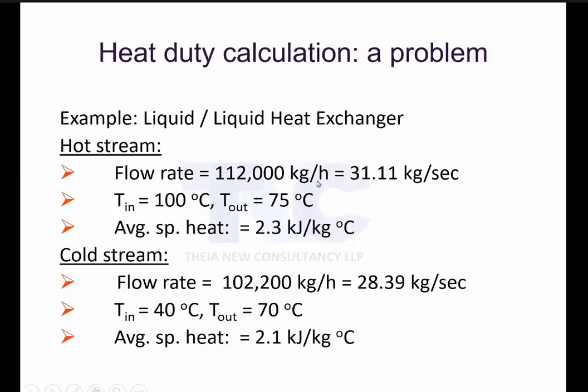Don't take it in kg per hour. It will not match. You need to take kg per second, unit conversion. MCp delta T. Very simple. Anyone? You can unmute and talk. Anup, there is one answer coming in already.